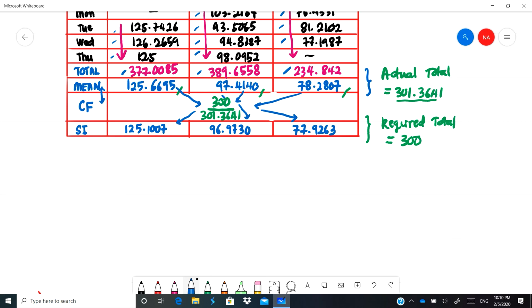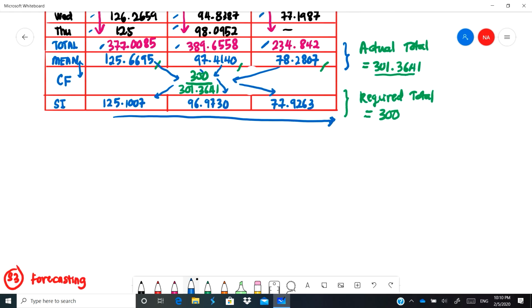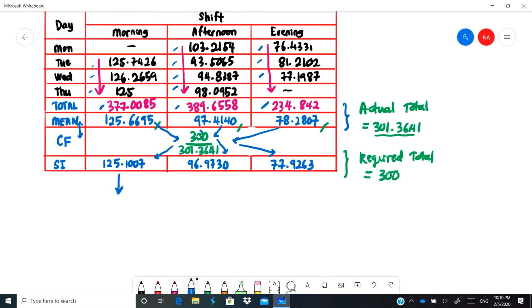And the last one, multiply that one, you get 77.9263. Please take note that if you add these three values, you'll get 300. If you don't believe, you should try pressing your calculator. There is actually a meaning behind these seasonal indices values. If you have 125.1007, it means that the number of tires, in this case we are talking about the number of tires produced.